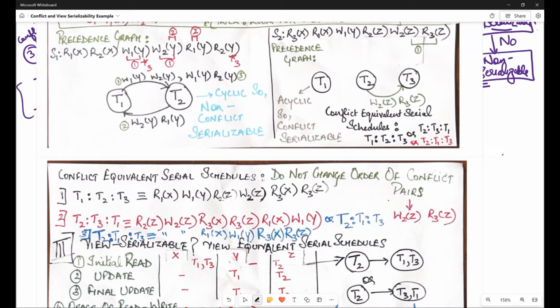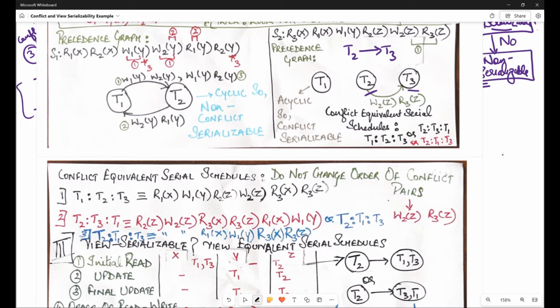Focusing on S2 now, this is conflict serializable. Now let's find out a particular order. In which order can we put it? The order is defined by the conflict pair. The conflict pair says that T2 should always come before T3. So the only constraint is T2 should always come before T3. There is no constraint on T1. So I can form various combinations over here.